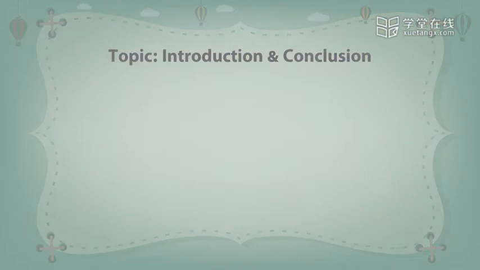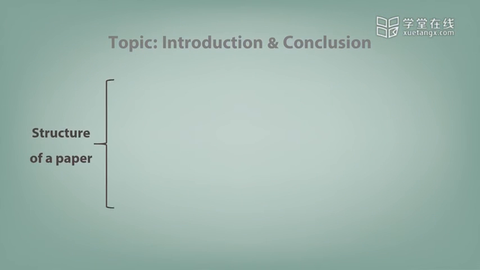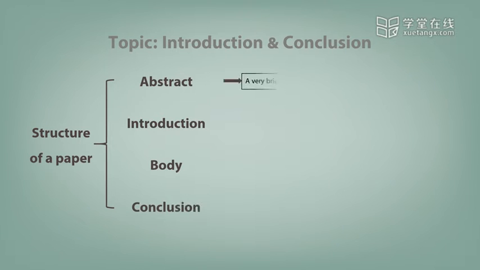We already know how to structure our paper. Every paper should have an abstract, an introduction, the body of the research, and the conclusion. The abstract is a very brief summary of the paper.